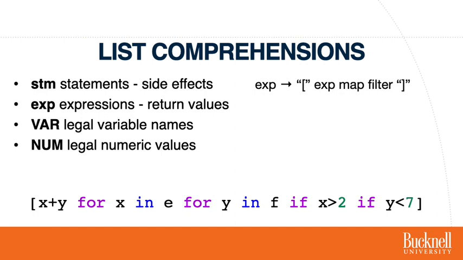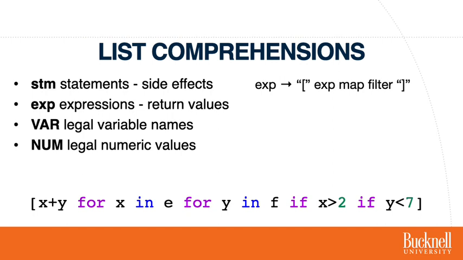So anytime we could have an expression, we can have a list comprehension. A list comprehension begins and ends with a square bracket and starts with an expression describing what's going into the list. In our example below, the expression is X plus Y. This is followed by something I'm going to call map. And map is the part that does the for X in E, for Y in F. Then that's going to be followed by filter, which does if X greater than 2, if Y less than 7.